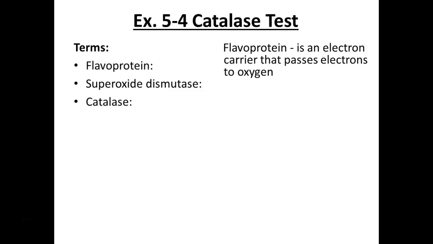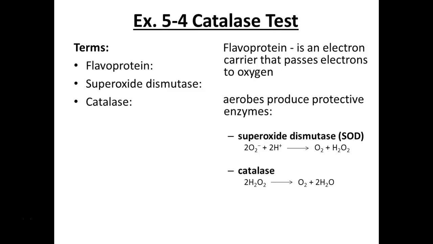The problem is that, remember, sometimes they jump ship of the electron transport chain before the end, and they form these toxic forms of oxygen. So to help protect us from those toxic forms of oxygen, we have enzymes. Superoxide dismutase converts that superoxide radical of oxygen into safe oxygen and hydrogen peroxide. And then catalase, which is what we're going to test for the presence of today, can break down that hydrogen peroxide into safe gaseous oxygen and water.